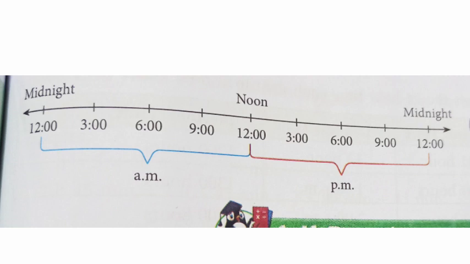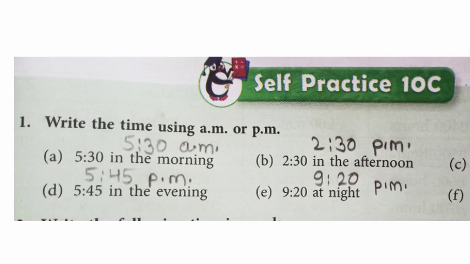After that, from 12 noon till night 11:59, it is PM. I hope the concept is clear. Now come to page number 161, self practice 10C. Question number 1, we have to write the time using AM or PM. This exercise also is to be done in the book only. Whatever the timings are given, you have to repeat the same timings, just use AM or PM.